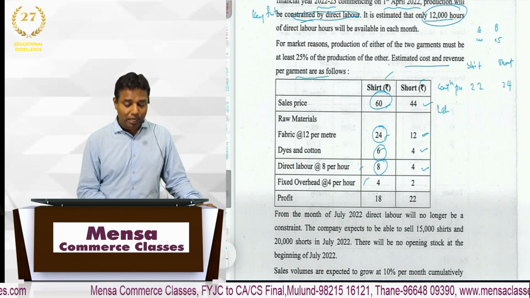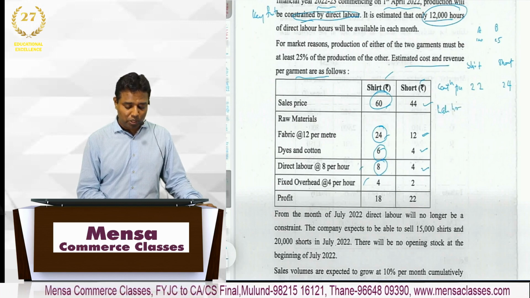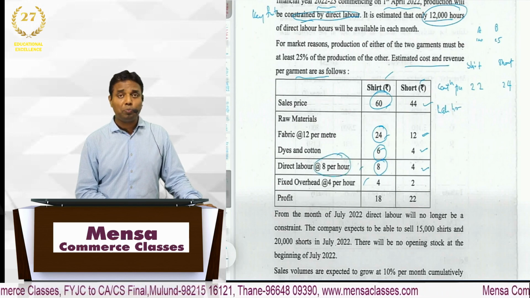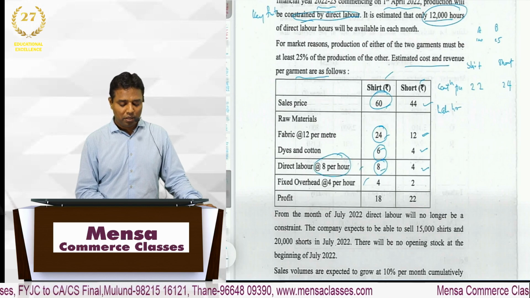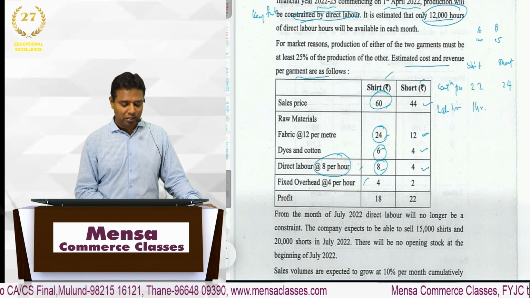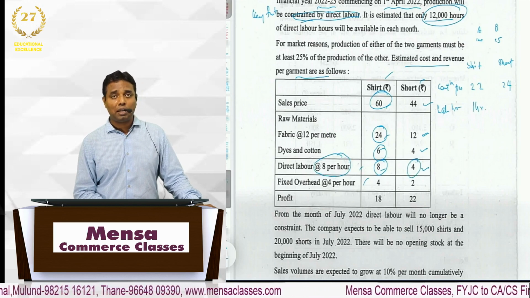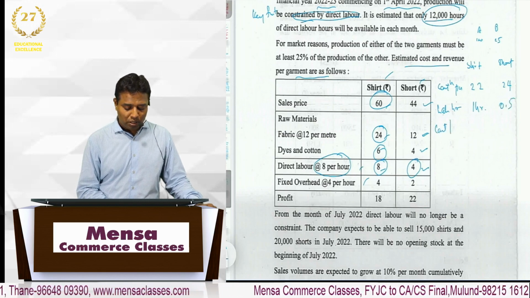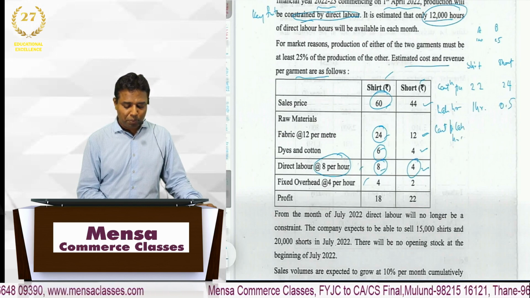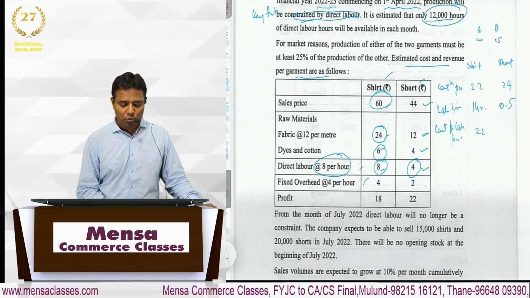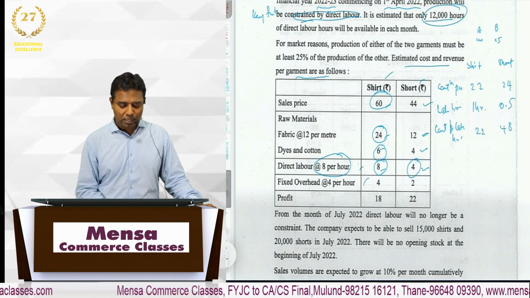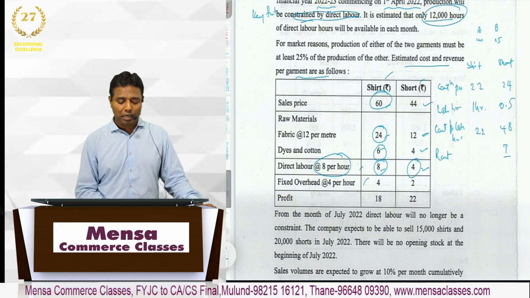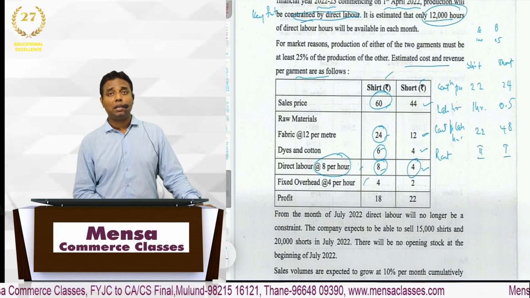And as I said, we'll get the contribution per labor hour. So we need to know the labor hours. How many labor hours will be required? Direct labor is paid at the rate of 8 rupees per hour, and the cost for shirt is 8 only. So how much will it take? 1 hour. Here it is 4 rupees and the rate is 8 per hour, so it would take 0.5 hours. Right? So what will be the contribution per labor hour? 22 divided by 1 is 22. 24 divided by 0.5 is 48. So if I do the ranking, the first choice will be making shorts, second choice will be making shirts.